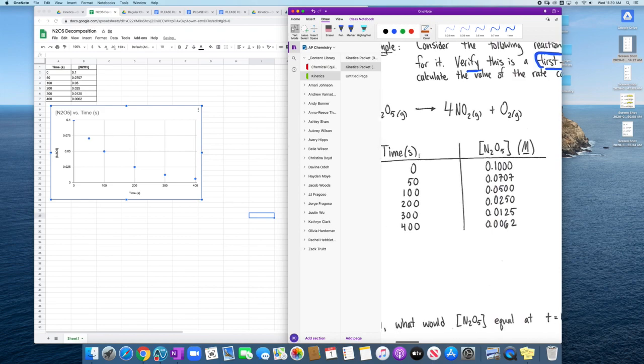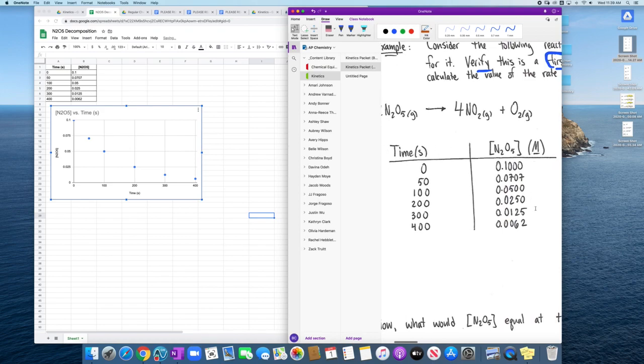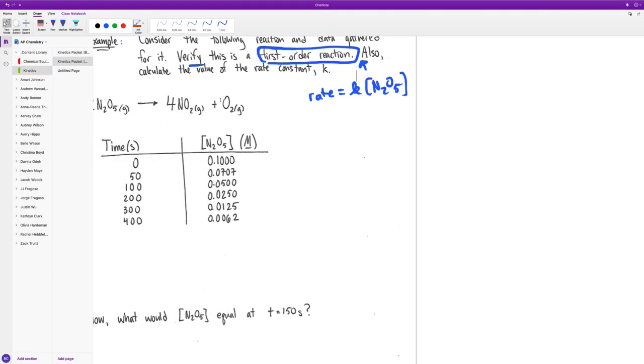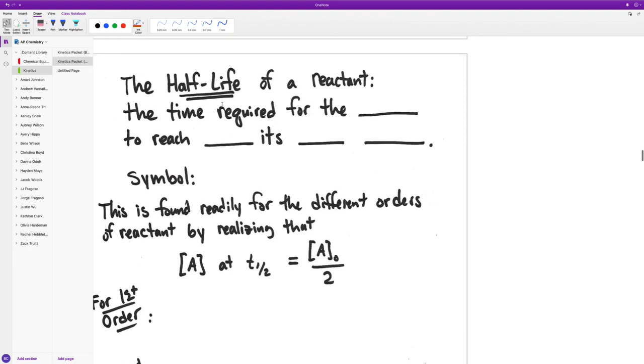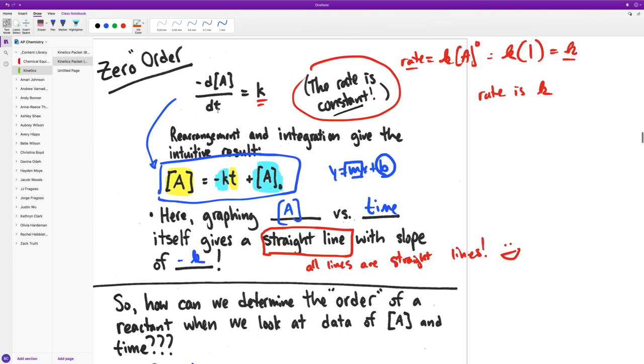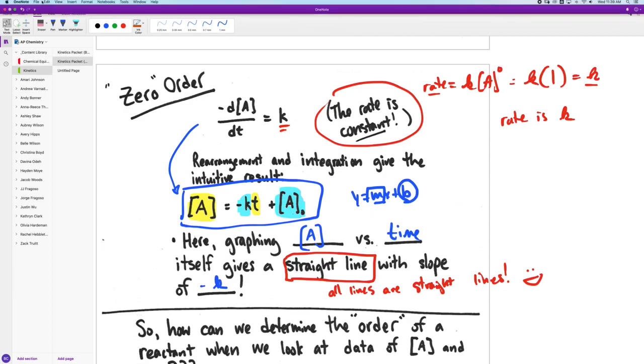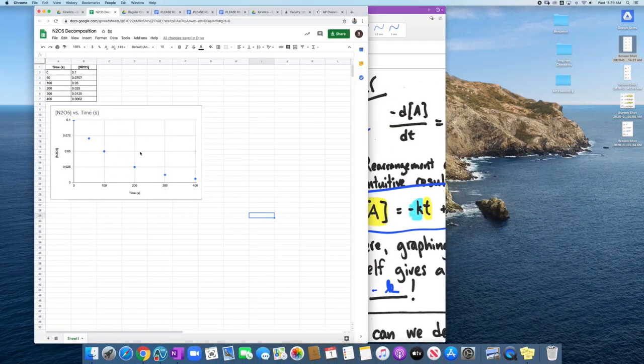Okay, if the data were already linear, we would have a zeroth order reaction. But it's not already linear, so we know that the order of our reactant is not 0. That's what this graph tells us. So it's probably first or second order. Those are the most common. So what we want to do is try 2 different transformations.